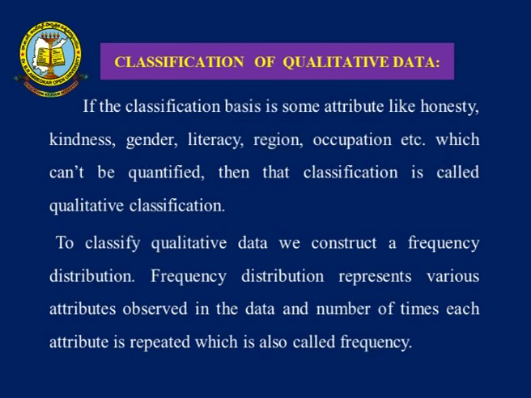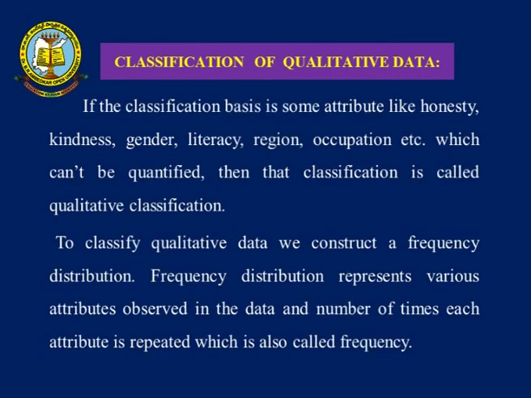Okay. So, now we will give a few examples. To classify qualitative data, we construct a frequency distribution. Why? Because honesty, how to measure it? We can ask how many people give some grading system, rating system. And gender: male category, female category. That means how many fall under the male category, how many fall under the female category. In that case we can use the frequency distribution.